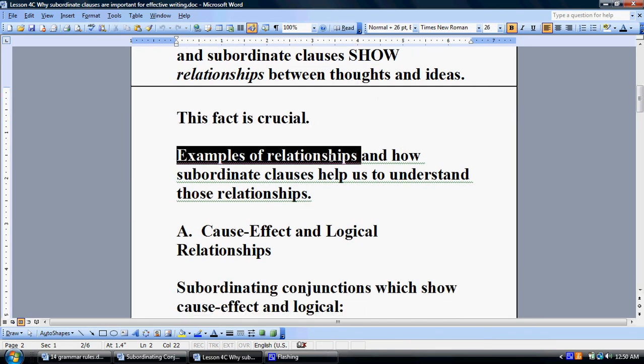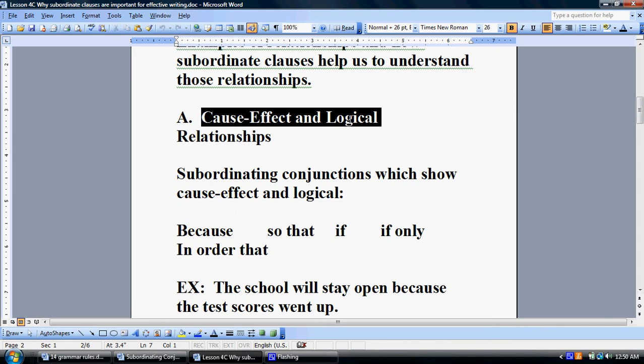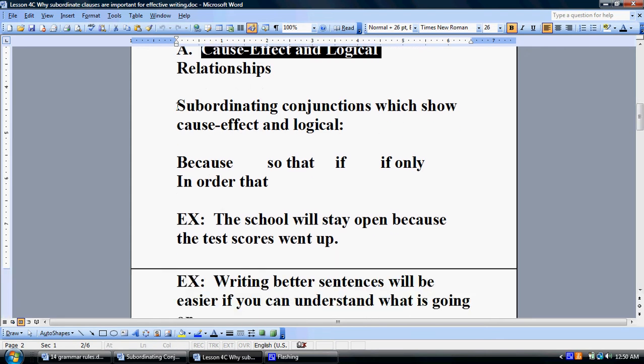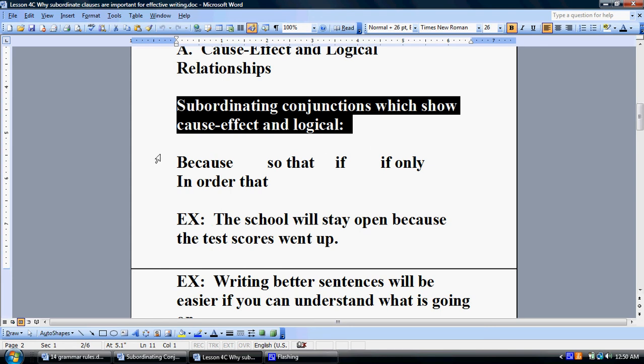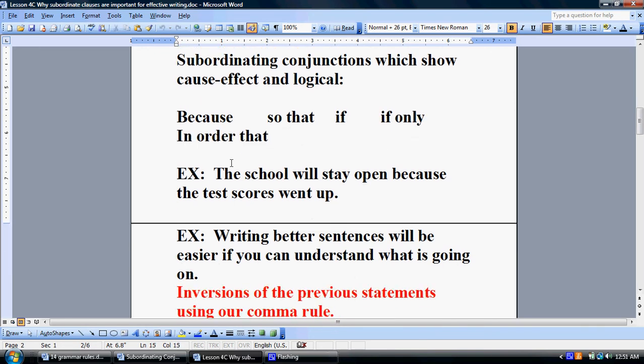Let me give examples then of the relationships and how subordinate clauses help us to understand those relationships. The first key relationship that subordinating conjunctions show is cause-effect and logical relationships. Some examples of subordinating conjunctions which show cause-effect are because, so that, if only, in order that. When you go from one clause to another and the word because links the two together, it's obvious that one has caused the other, or one is the result of the other. The same thing with if, if only, and in order that. And I give some examples here.